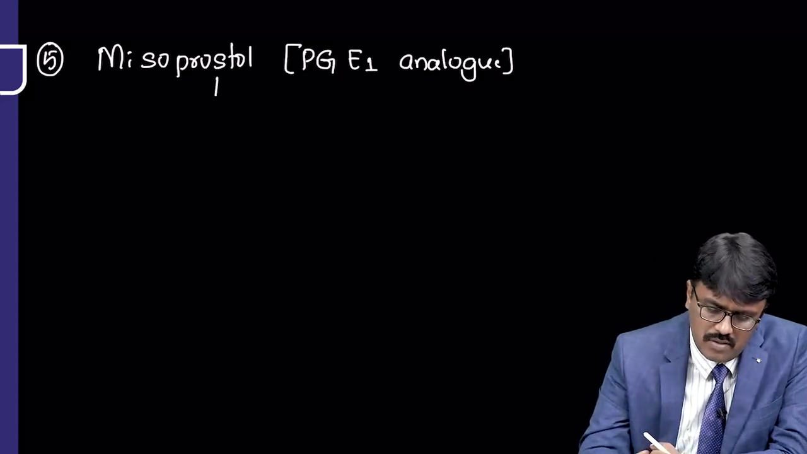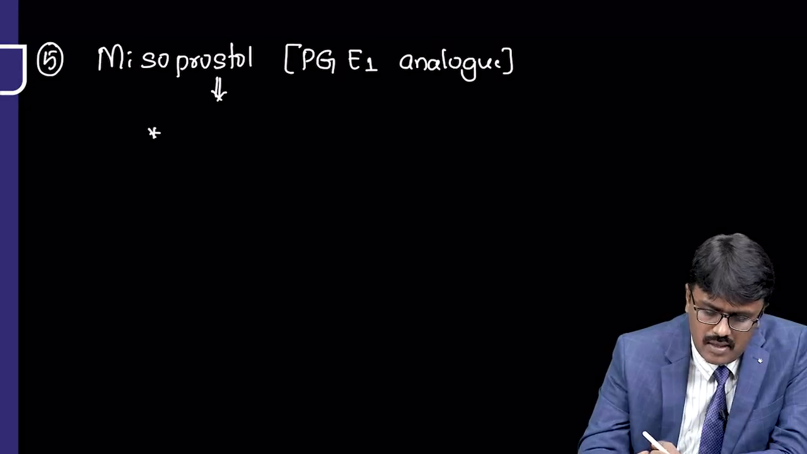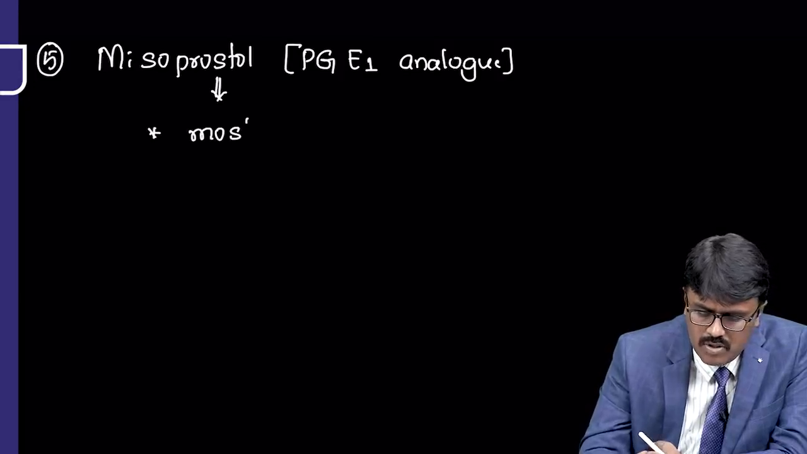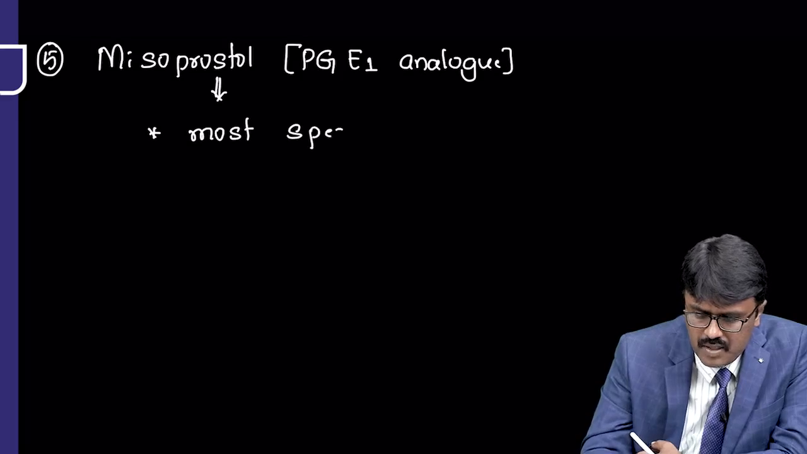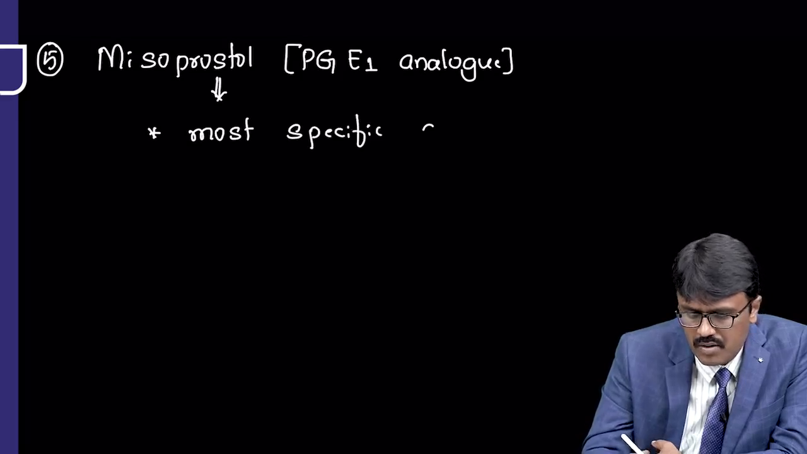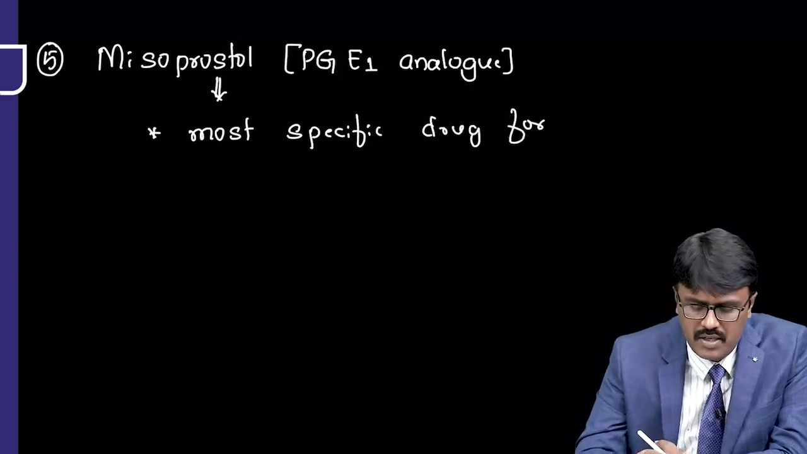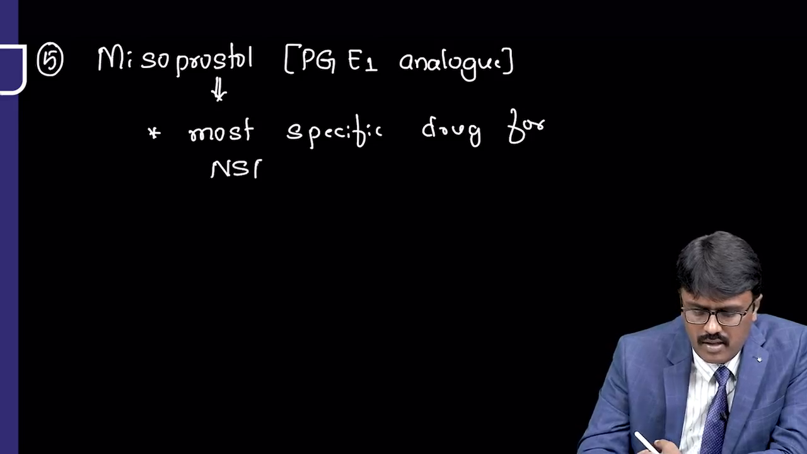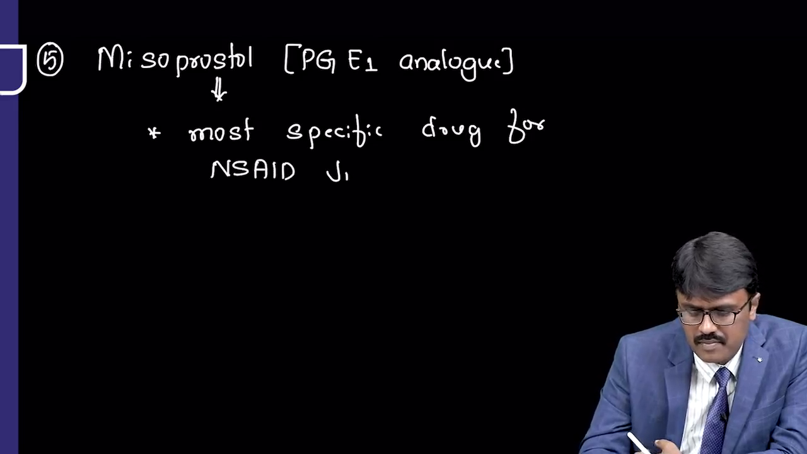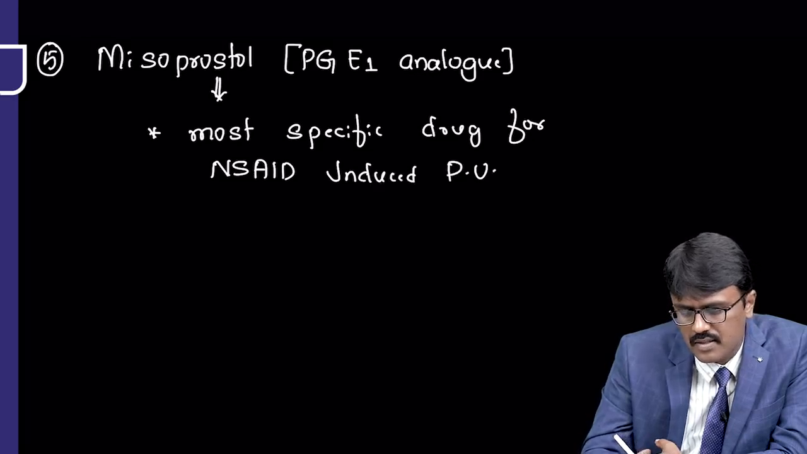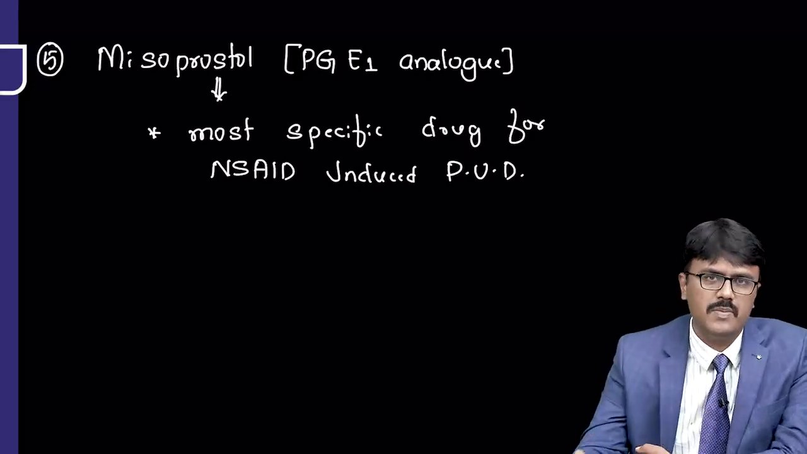Now misoprostol is considered the most specific drug for NSAID induced peptic ulcer disease. Now why is it called most specific?